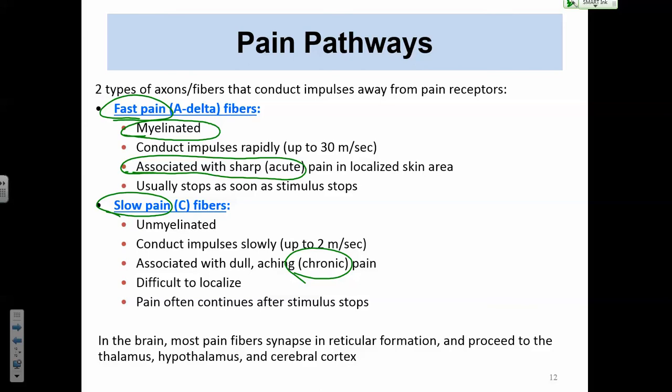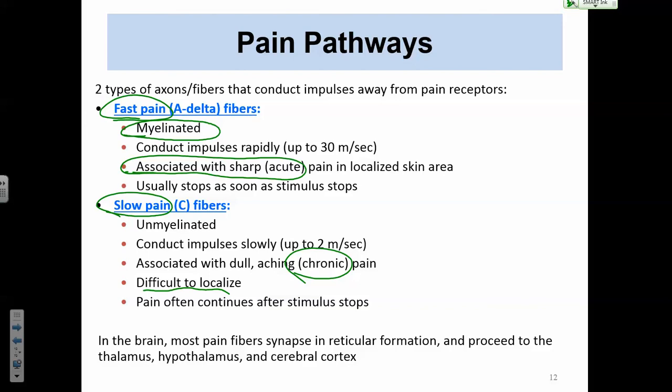It's slow pain fibers. You don't have to know A delta and C. Just know slow and fast. And basically, the chronic is the long, dull, aching pain that's very difficult to localize, whereas your acute pain, you can localize that. Okay.